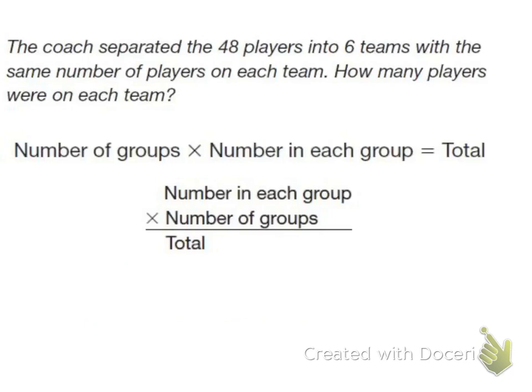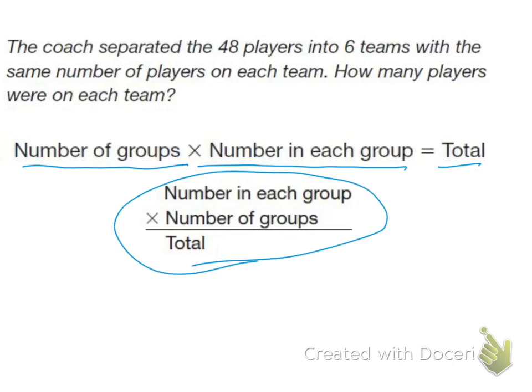So here we have the problem. The coach separated the 48 players into 6 teams, with the same number of players on each team. How many players were on each team? So this is a number of groups times the number in each group equals my total. I can write the formula this way or vertically, so horizontally or vertically, okay?